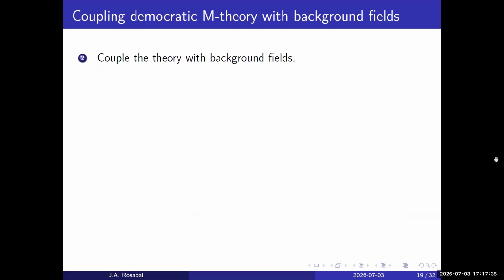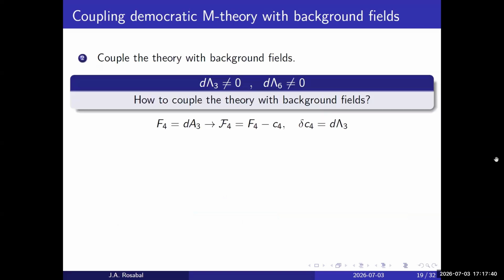So the second step in the recipe is to couple the theory with background field, relaxing this condition. For F4, which is the derivative of A3, is similar to the previous example. So there is no problem in just introducing this extra background field here and postulate that this background field transforms like this. So now F4 with this, when you relax this condition, this is the gauge invariant combination.